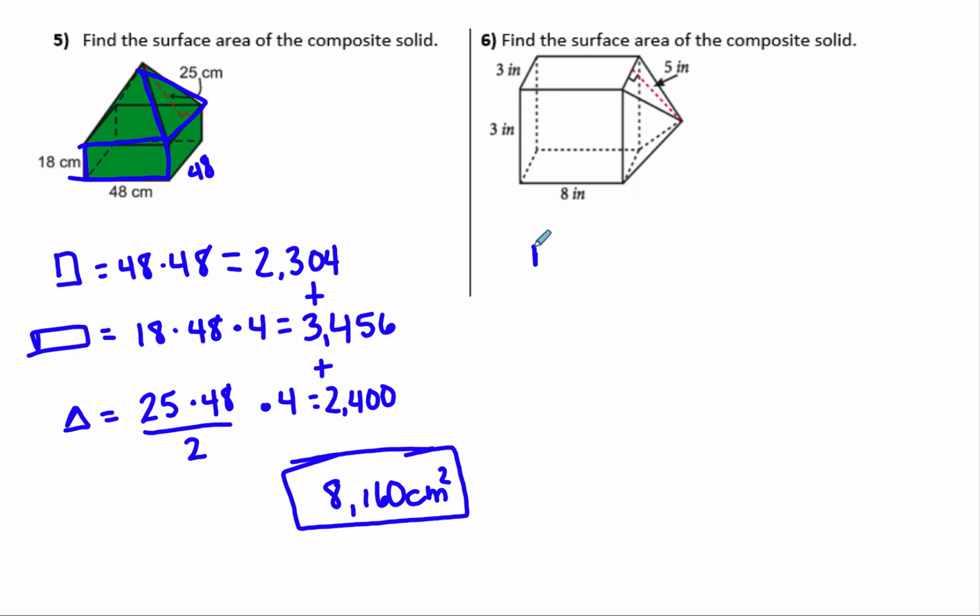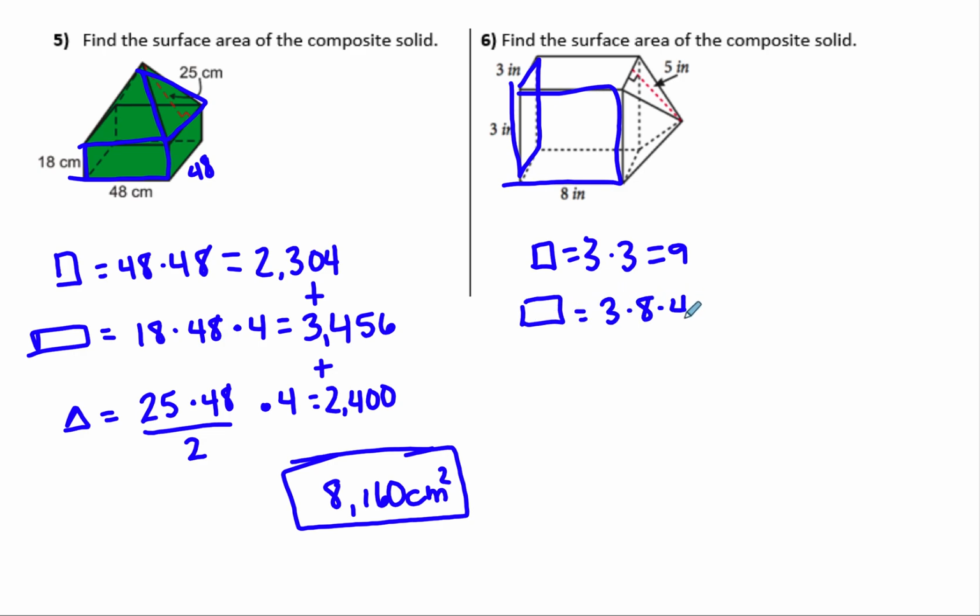Okay, let's check our answer. So I'm going to start with the square again. Now the shape is tipped on this side compared to the last one, but it's the same type of shape. So bottom is a square. I do 3 times 3, which is 9. Then I have rectangles. I have 4 of them around the outside. They are all the same, 3 times 8. So for the rectangles, I'm doing 3 times 8, and then I'm doing times 4 because there are 4 of those. So 3 times 8 times 4 gives me a total of 96.